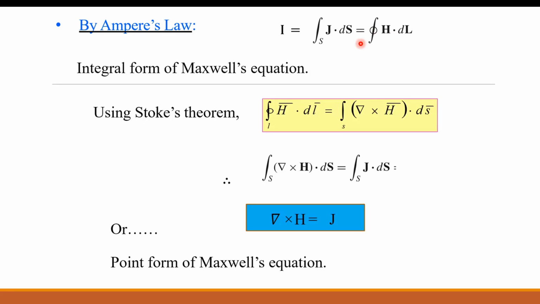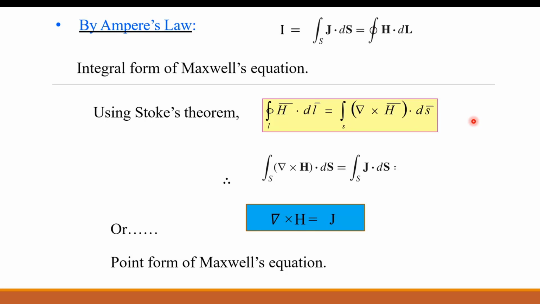Now here again we find that there is a line integration. Can we convert line integration into surface integration? Yes, we can apply Stokes theorem. The closed line integration of H bar dot dl bar, this is Stokes theorem applied to magnetic field intensity, is equal to the surface integration of del cross H bar dot ds bar, right?